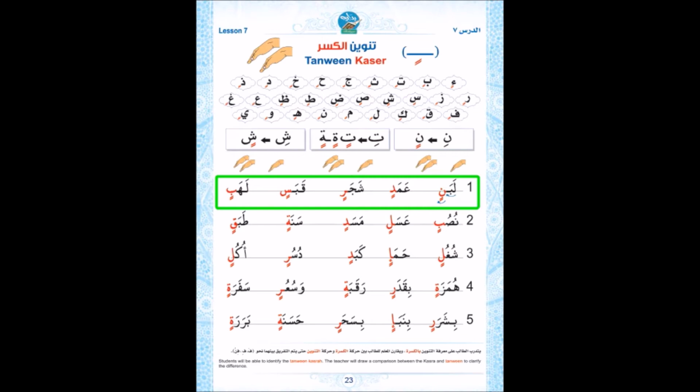We also have the hand illustrations, as always, in this lesson. Kasra, as we may remember, is represented with a downward hand motion, i, and now kasratain, or tanween kasr, is represented with two hands in a downward motion. Again, we want the students to connect kasra with kasratain because they're drawn in the same place beneath the letter, and they have the same initial sound, but we're adding a nasal sound to tanween, in. Instead of ni, we have nin.